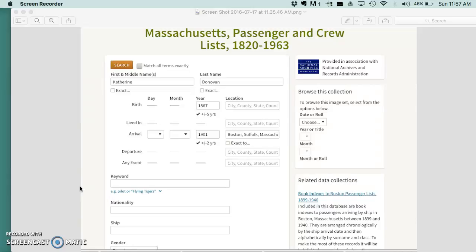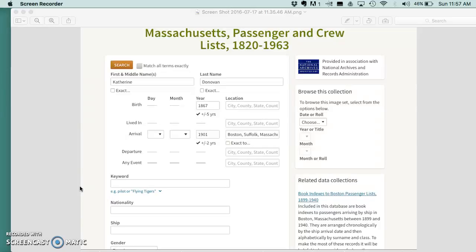I am going to spend some time today teaching you about how to use passenger and crew lists. These lists are very significant in genealogical research, because they help us to determine not only the ports of entry and embarkation and debarkation of our ancestors, but also they teach us information about our ancestors that may not appear in other vital records.